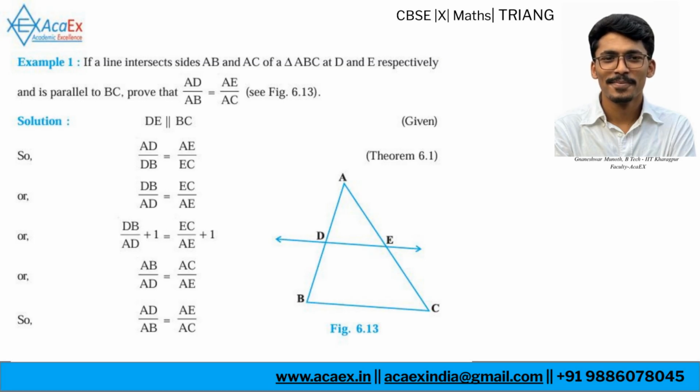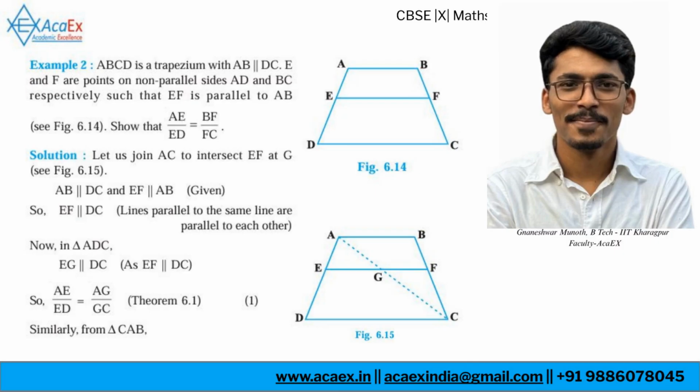By taking the reciprocal and adding 1 to both sides, the equation becomes AB divided by AD equals AC divided by AE. Taking the reciprocal again gives the desired result: AD divided by AB equals AE divided by AC. Example 2. Trapezium problem.